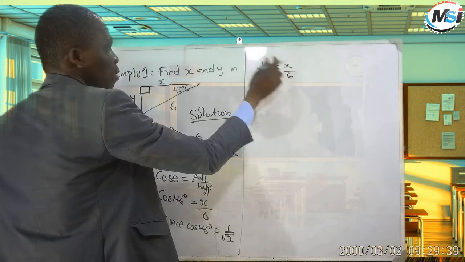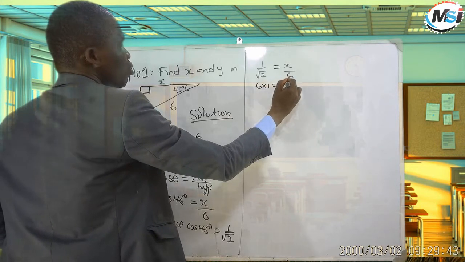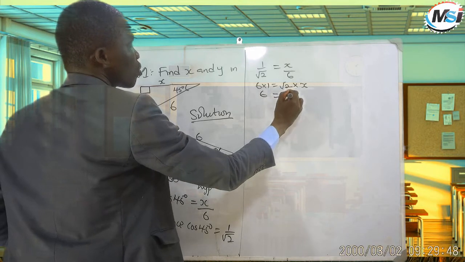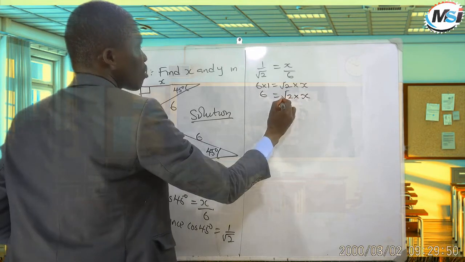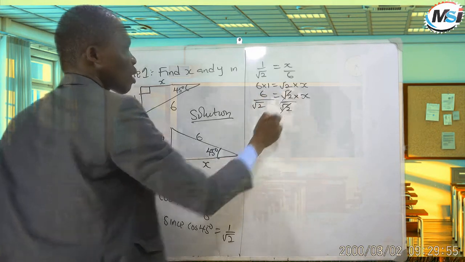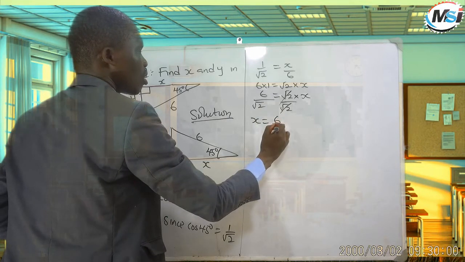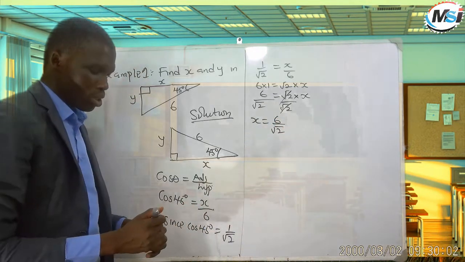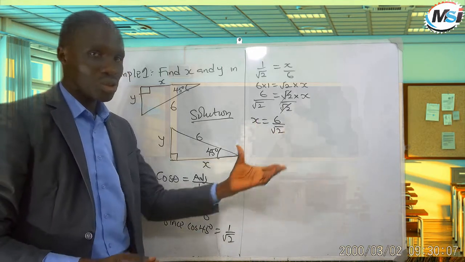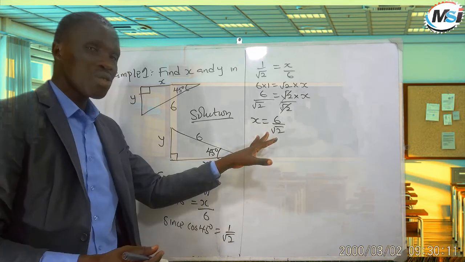So you cross multiply. This will give us 6 times 1 equals root 2 times x. 6 equals root 2 times x. Divide this by root 2. This root 2 will cancel this root 2, remain x. x will give us 6 all over root 2. Now, you are not going to stop here because this will lead us to a surd, and you know the rationalization of surds. So you need to rationalize this.